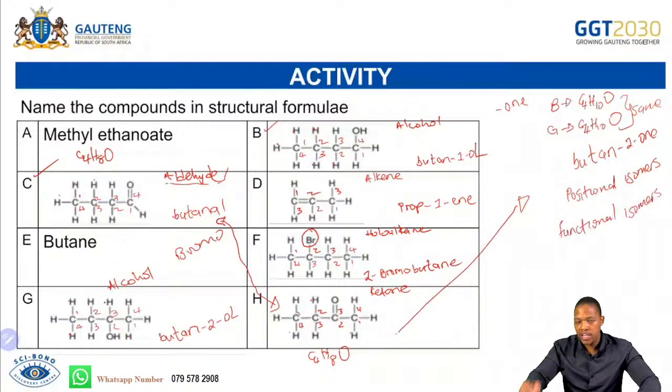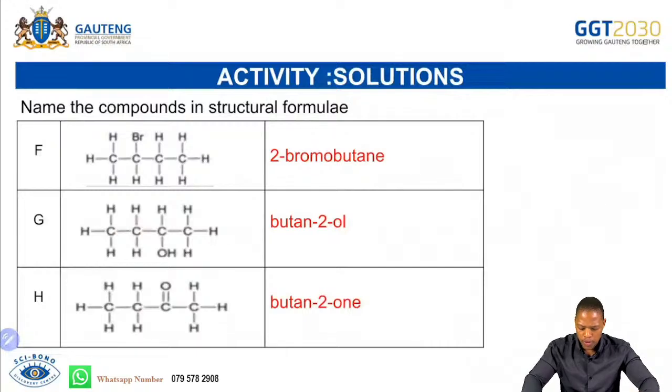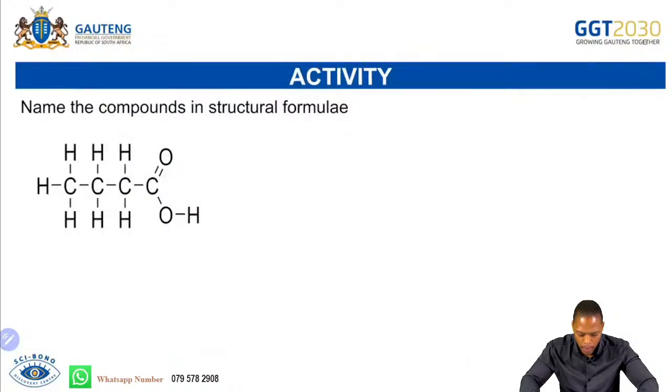I said, definitely these ones are isomers. Okay, so that's how you also identify isomers and also how you name these compounds. Grade 12, I hope this issue of naming is helping us. So these are some of the answers that we were working on here. And then 2-bromobutane, butan-2-ol is what we found also there as we were naming these compounds.